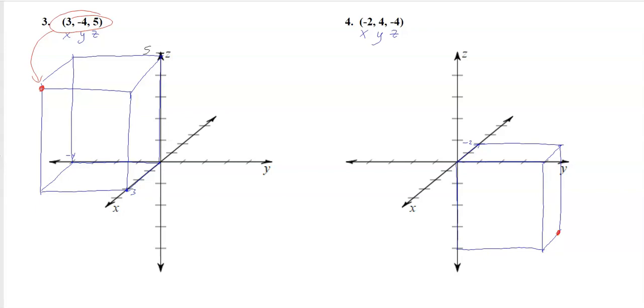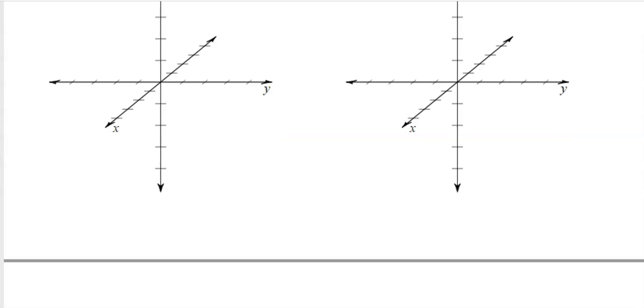So we are 2 away from us. We are 4 to the right. And then we are 4 down. So that would be that point in coordinate space: -2, 4, -4. All right. So those are graphing the dots.